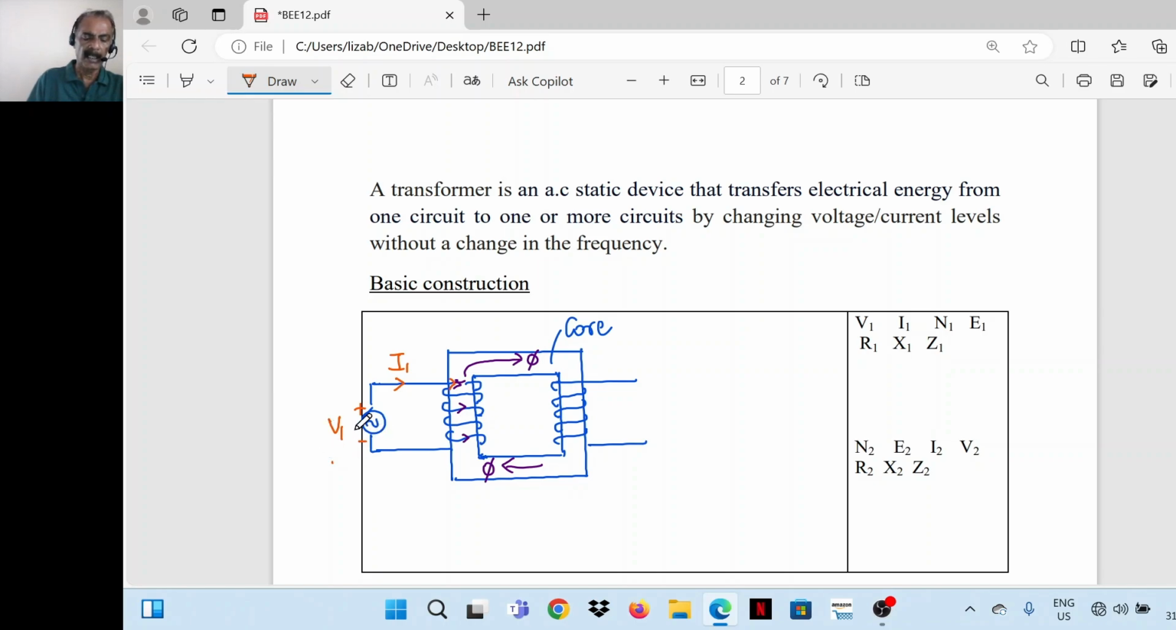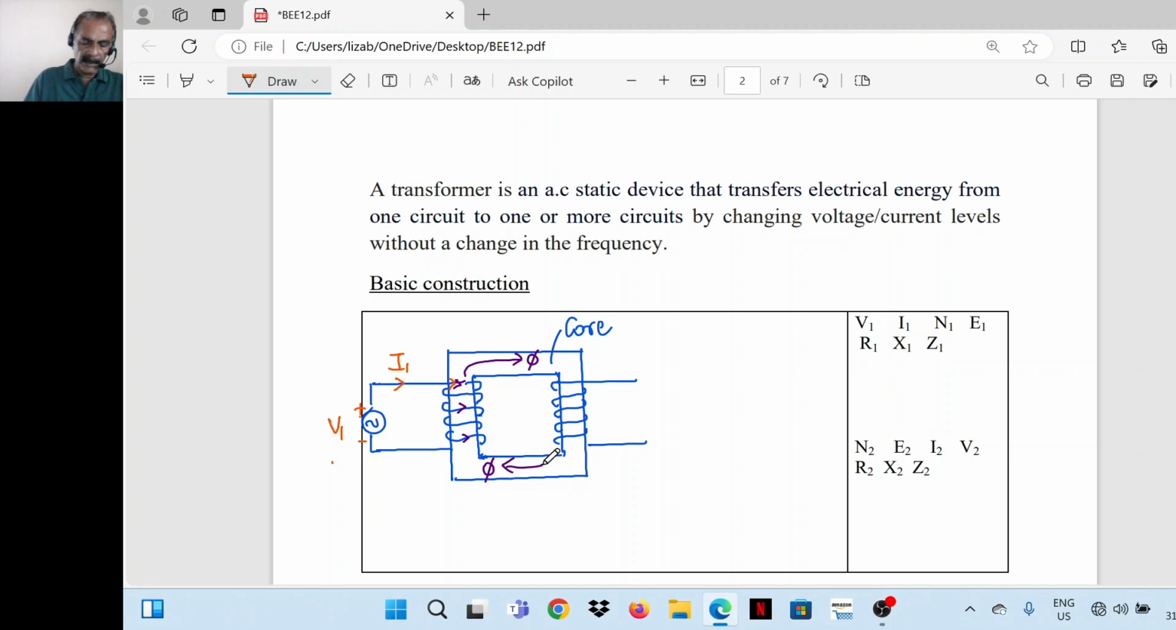Instantaneous means that in alternating current, every half cycle the direction is changed. At one particular instant, when this is positive, what will be the direction of current, and what will be the direction of flux? That is what is shown here. So polarity is only instantaneous. In the next half cycle, the voltage polarity will reverse, the current direction will change, and the direction of flux also will reverse. So whatever polarity is shown here is just instantaneous.